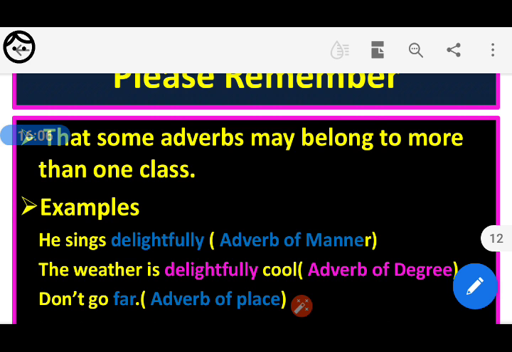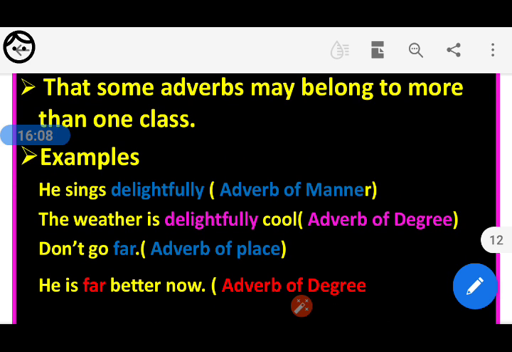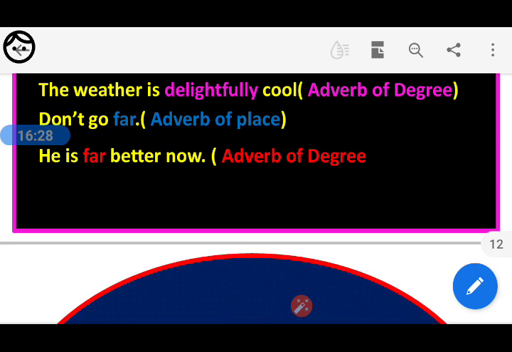Don't go far: it is an adverb of place. Far is an adverb of place. He is far better now: far is an adverb of degree. So you can see that one adverb is used for more than one kind of adverb, therefore they can belong to more than one class of adverbs.